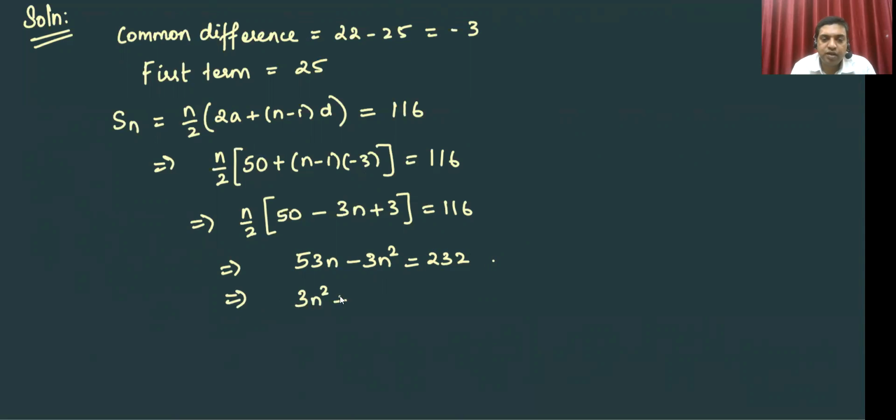So 3n square minus 53n equal to 0. So 116 times 2 is 232. Now divide by 2 again. You get 58 into 4. Let's divide again by 2.